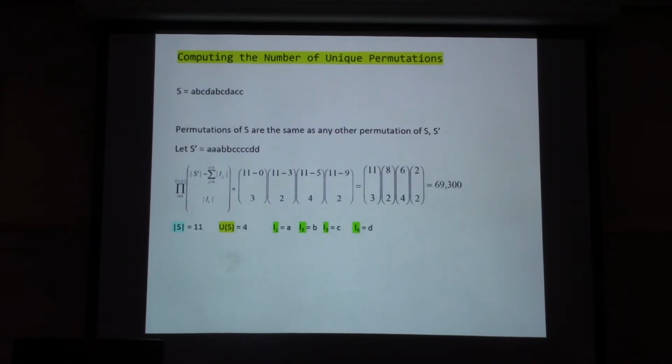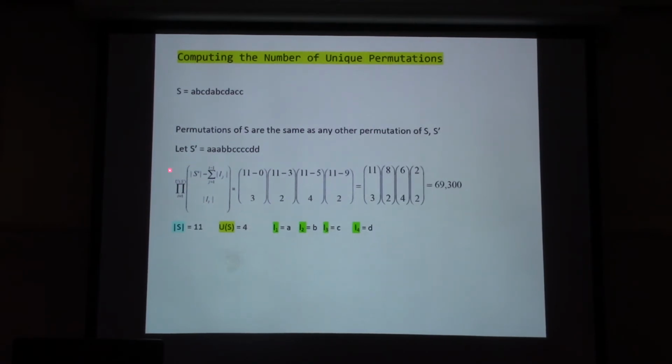Okay, and so if the string is a sequence of A's, B's, C's, and D's, I'm going to first make an assumption that I'm going to permute that string so that all the letters that are the same are in order. The number of permutations of S is equivalent to the number of permutations of any other permutation of S. So S prime will be the same characters, but in sorted order. You can see I have 3 A's, 2 B's, 4 C's, and 2 D's.